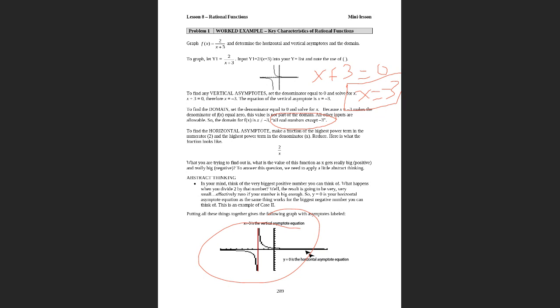Now for the horizontal, you go to the numerator, you find the greatest degree, which here is 2. And then for the bottom, the greatest degree, that is with an x, is x. A number over the variable gives you y equals what? 0. y equals 0 as the horizontal asymptote. All right, let's keep going.